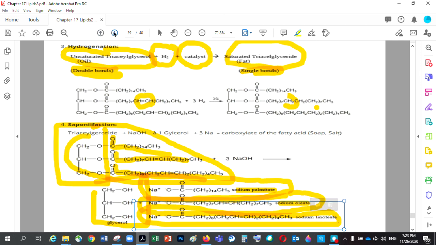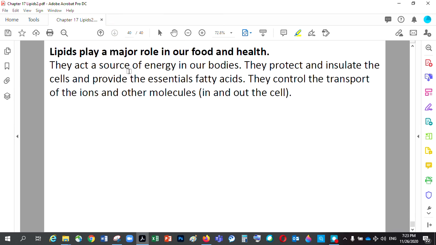Okay. Last thing here, we just put emphasis on whatever we have said before. The lipids are very, very important in our bodies. They are a source of energy. They protect and insulate cells inside our bodies, and they provide the essential fatty acids. They control the transport of ions and other molecules in and out of the cell. Thank you very much.